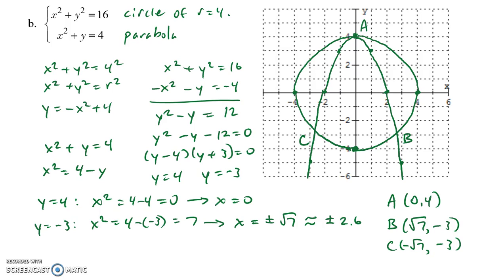So notice with a nonlinear system you can end up with ordered pair solutions that involve irrational numbers.